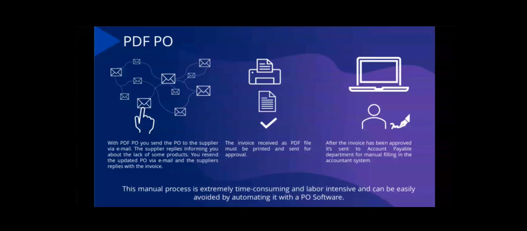However, as we all know, there are a lot of issues that can come up. Imagine the supplier doesn't have all the products, he sends you an email informing you of this, you resend the PO, and it becomes harder and harder to keep track of the entire process. In conclusion, this is a time-consuming manual process which can be avoided with a PO software.